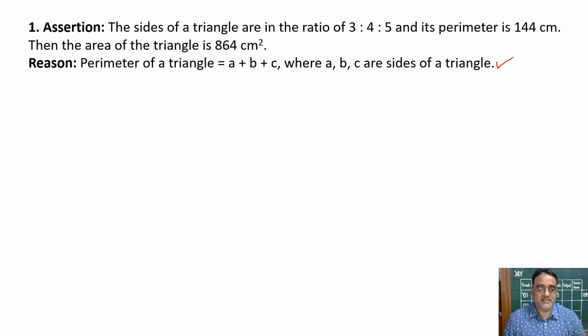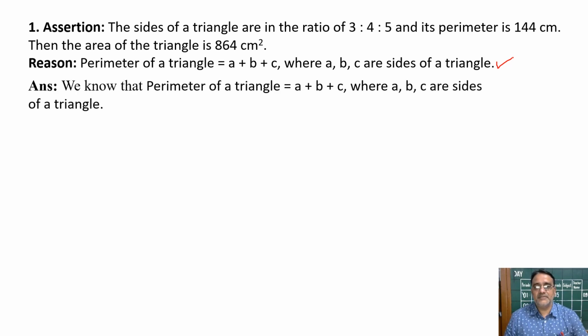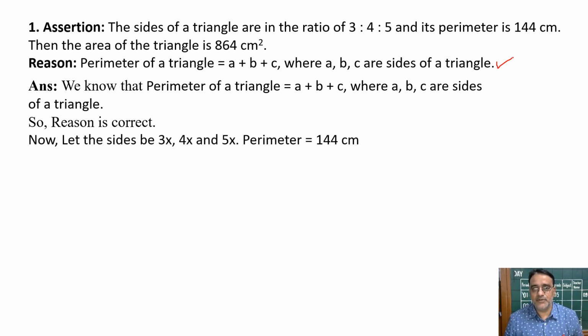Yes, sir. We know that the perimeter of a triangle is equal to a plus b plus c, where a, b, c are sides of a triangle. So reason is correct. Now we have to check for assertion. So the sides are in the ratio 3:4:5. So I'm going to take 3x, 4x, 5x, and the perimeter is 144. And we know that the perimeter is the sum of all the 3 sides. So 3x plus 4x plus 5x.